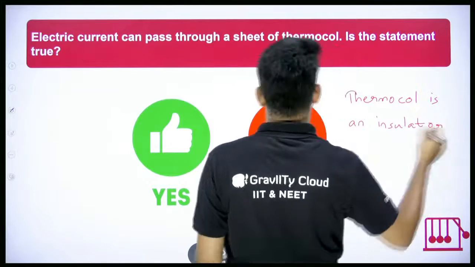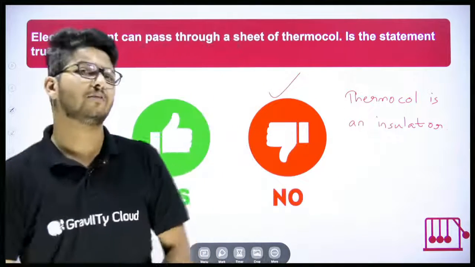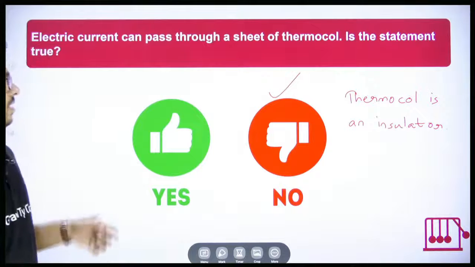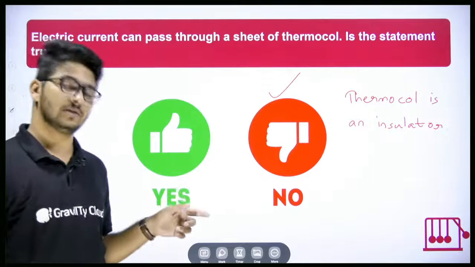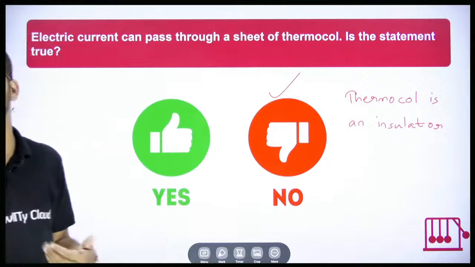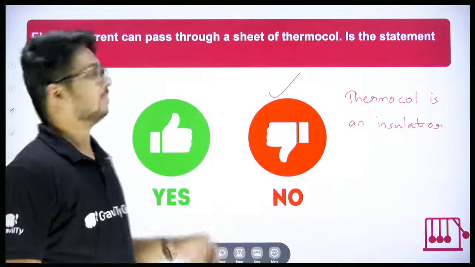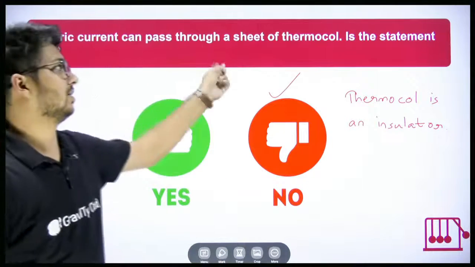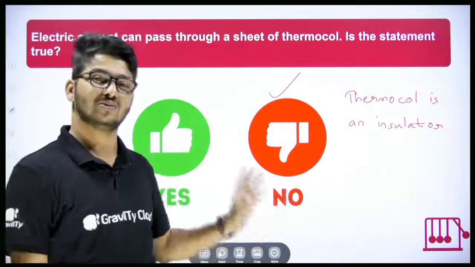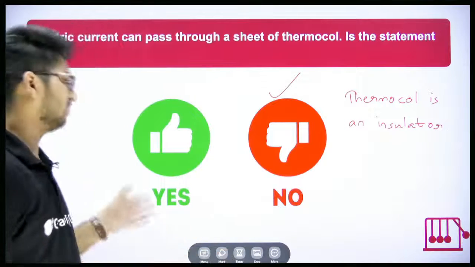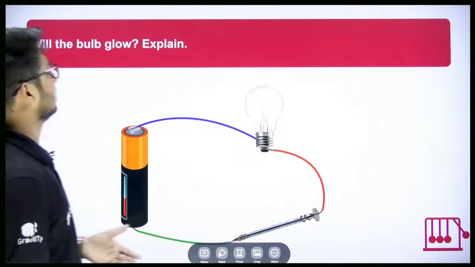Again. So thermocol, where do we find thermocol? For packaging. And thermocol is an insulator. So it does not allow current to pass through it. Right? So can electric current pass through a sheet of thermocol? No. The answer is no. Clear? Simple. Good. Next question.